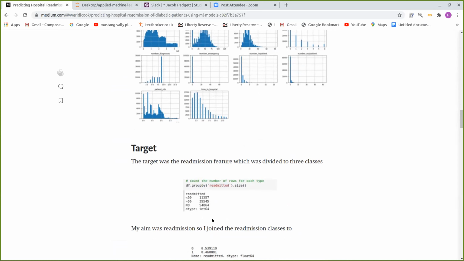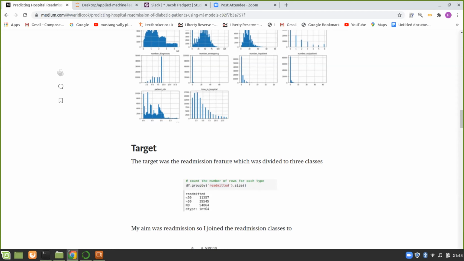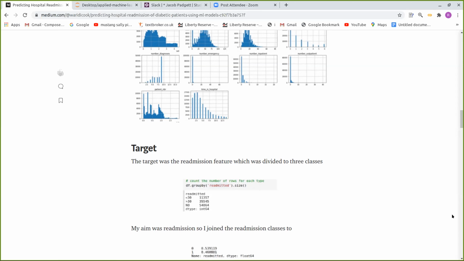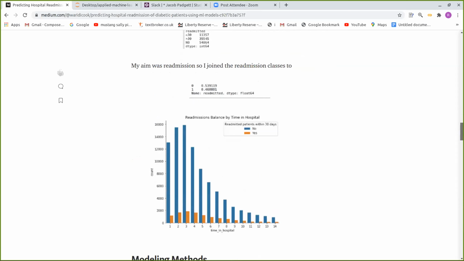Because this is an old data set, I decided to try to see how many readmissions were done within the 10 years, how many people were readmitted in hospital, whether it was after less than or more than 30 days. So because there were 3 classes, I joined the 30 and less. And so my baseline became 53%.